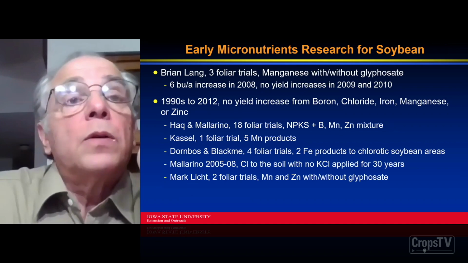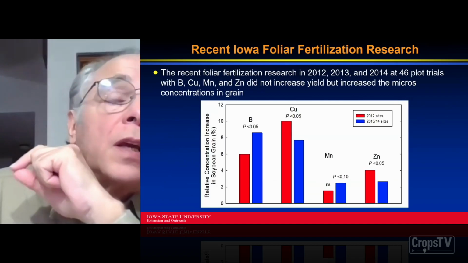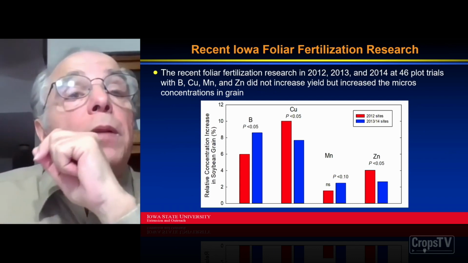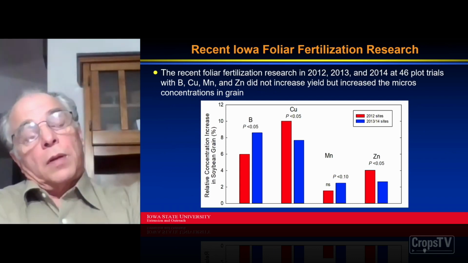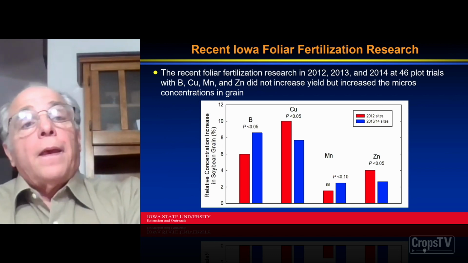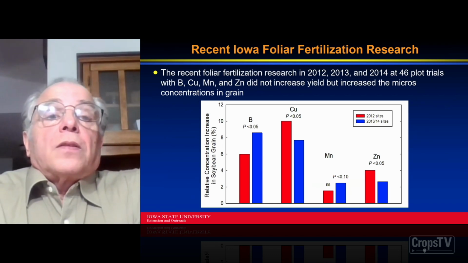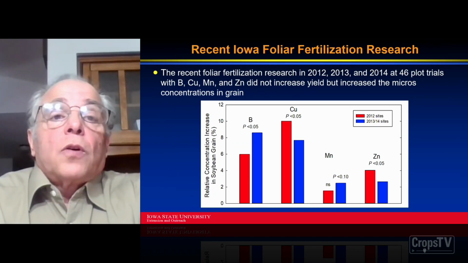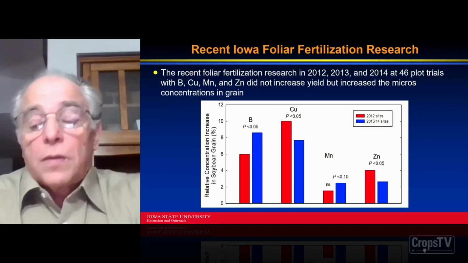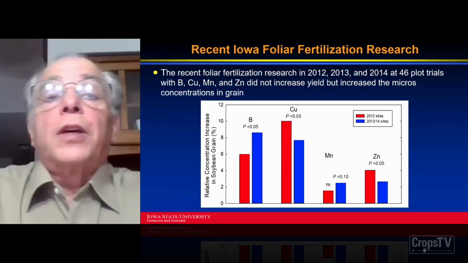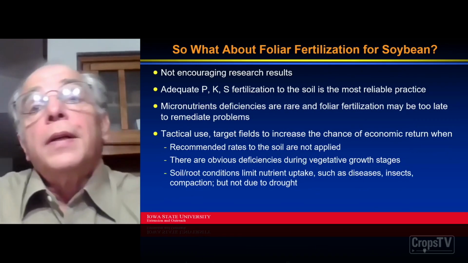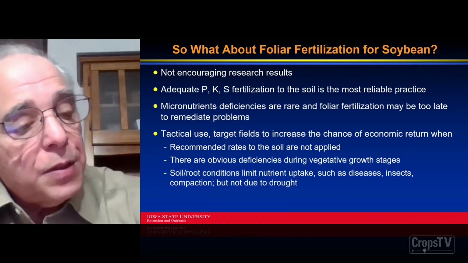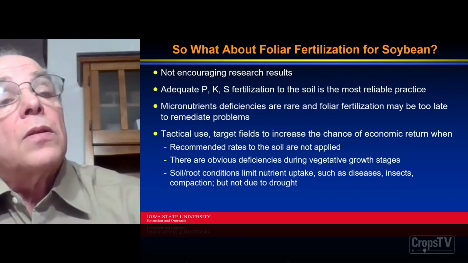Now, in those recent Iowa studies that I told you about, there was no yield increase, there was one yield decrease. We did measure the micronutrient concentration in the grain, and it did increase. So fertilization got into the plant, but just did not affect yield. I mean, it's obvious that the micronutrients got in there because there were increases in the grain concentration. So I already concluded what I think about tissue testing for P and K or micronutrients or sulfur.